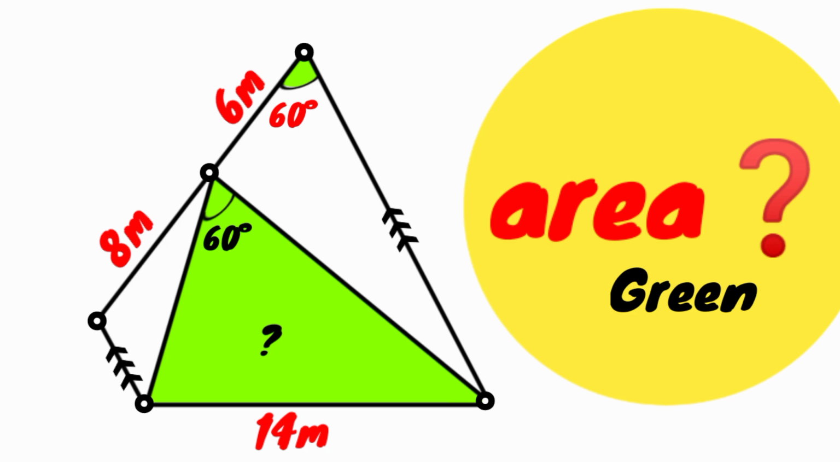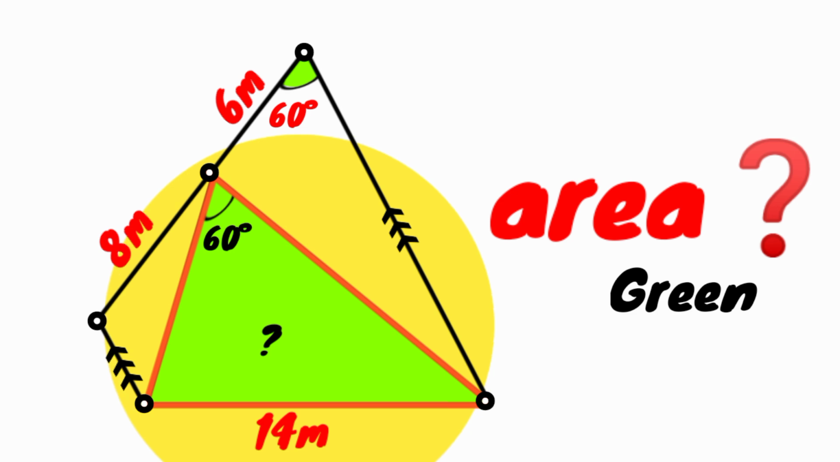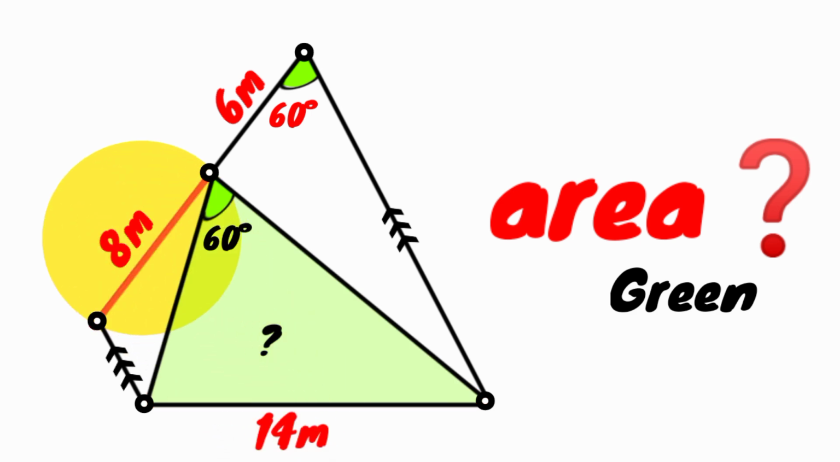We are asked to calculate the area in green, that is this triangle. We can see the length of this side is 14 meters, while this line segment has its length to be 8 meters, and this is 6 meters. We see this angle is 60 degrees, and this is also 60 degrees. This side and this side are parallel.